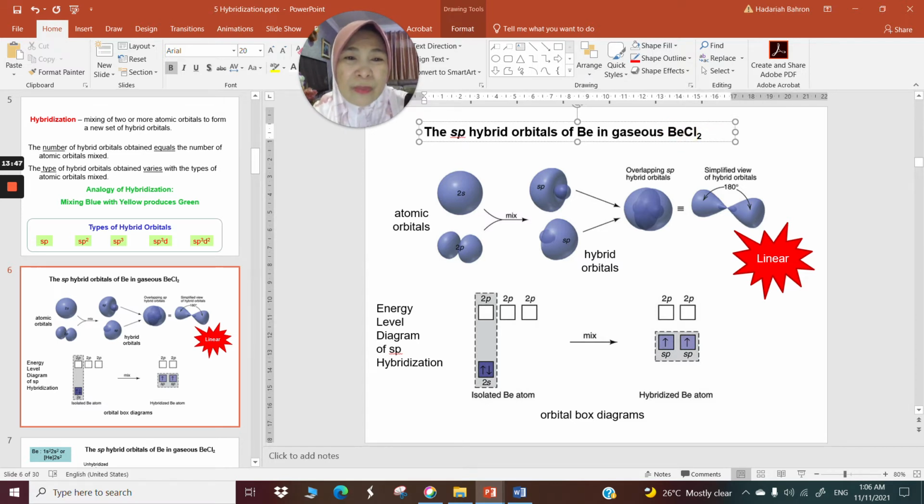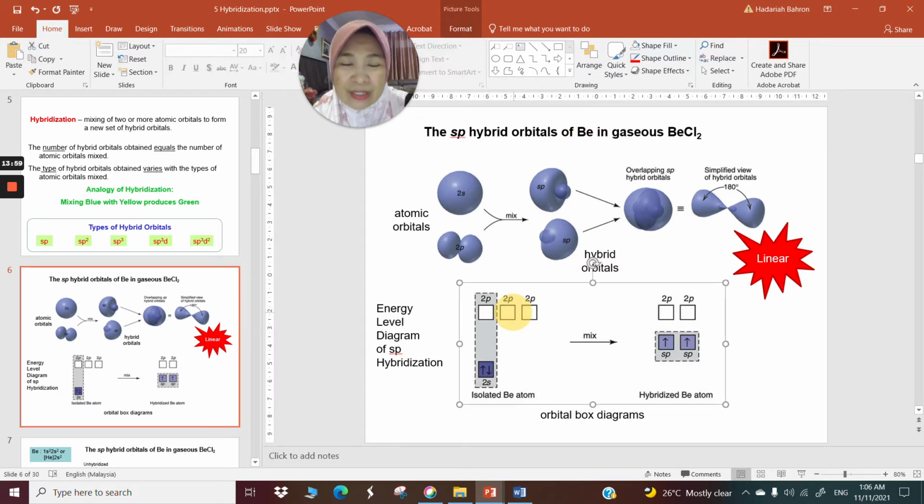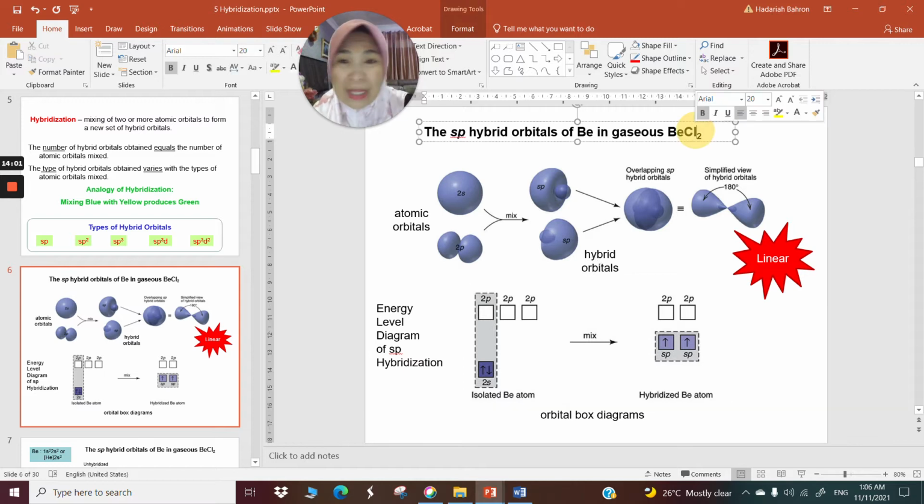So it is always the central atom that is being hybridized, the atomic orbital of the central atom that is being hybridized, not the chlorine. The chlorine in this case is not hybridized. We're not going to talk about the hybridization of chlorine. We're going to talk about the hybridization of the central atom of this molecule, beryllium chloride.